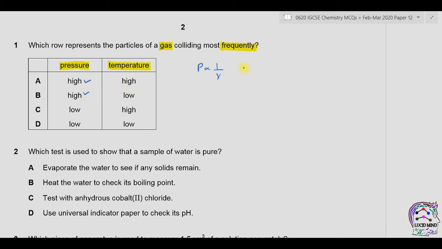Second thing is temperature. Temperature is actually directly proportional to the kinetic energy of the molecules. So when we increase the temperature, kinetic energy also increases and definitely collisions also increase. So the temperature should be high for more collisions. So therefore answer is A.